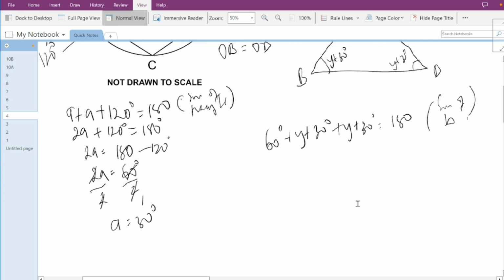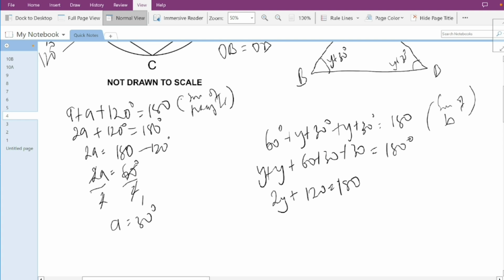Collect like terms. You have y plus 60 plus 30 plus 30 equals 180 degrees. That means we take the y's first, we take 60, we take 30, and we take 30 equals 180. y plus y, 1y plus 1y is 2y, plus, now we have 60 plus 30, that's 90, plus 30, that's 120. We have this as 120 equals 180.